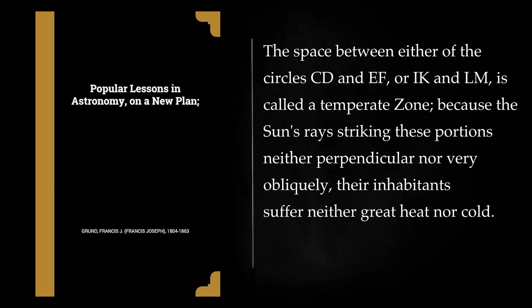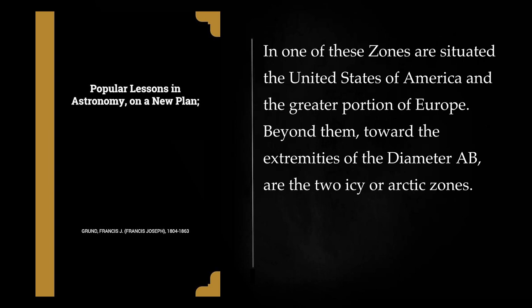The space between either of the circles CD and EF, or IK and LM, is called a temperate zone, because the sun's rays striking these portions neither perpendicular nor very obliquely, their inhabitants suffer neither great heat nor cold. In one of these zones are situated the United States of America and the greater portion of Europe. Beyond them, toward the extremities of the diameter AB, are the two icy or Arctic zones.